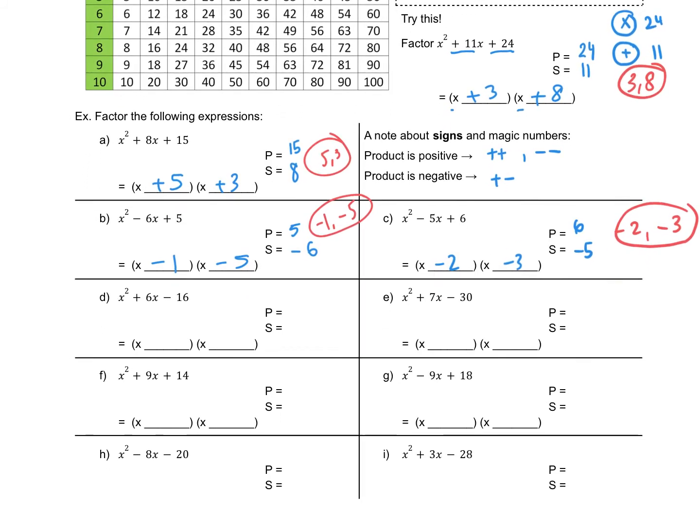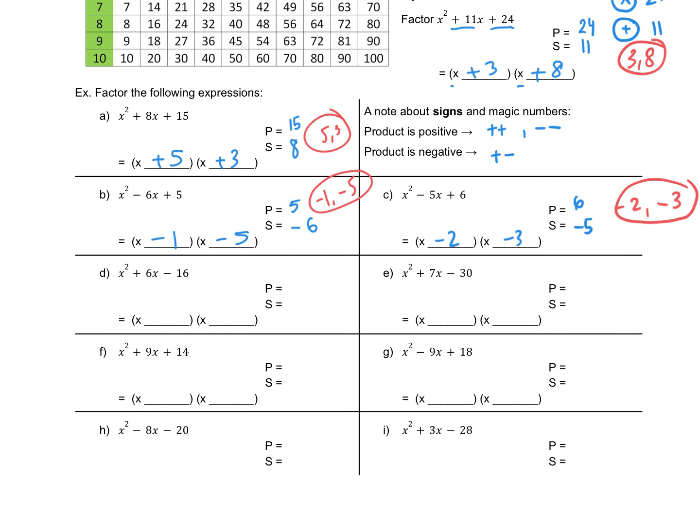All right. X squared plus 6x minus 16. So the product is the constant, which is negative 16, and the sum is positive 6. So right away, because my product is negative, I know I'm going to have one positive and one negative number. So when I'm dividing 16, I'm going to ignore the negative for now, although you can write it in if you'd like.